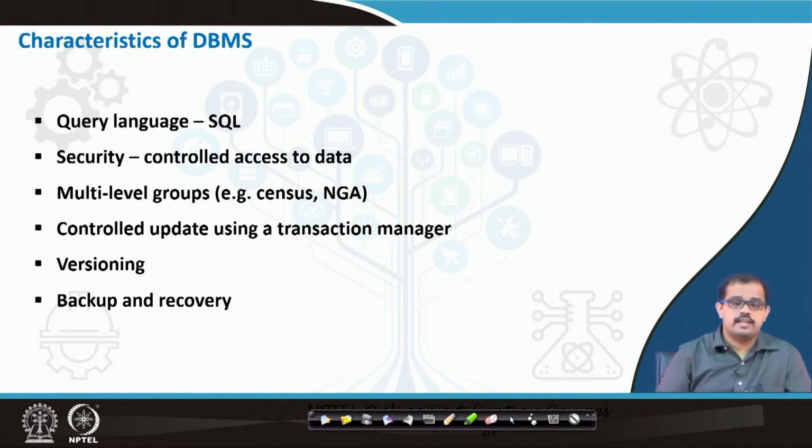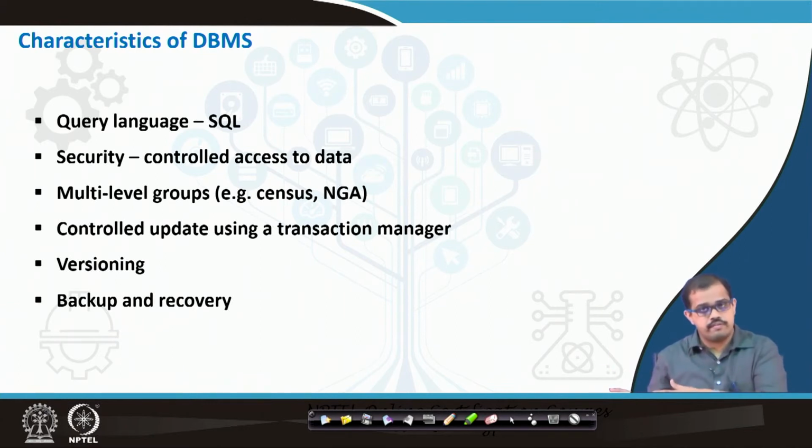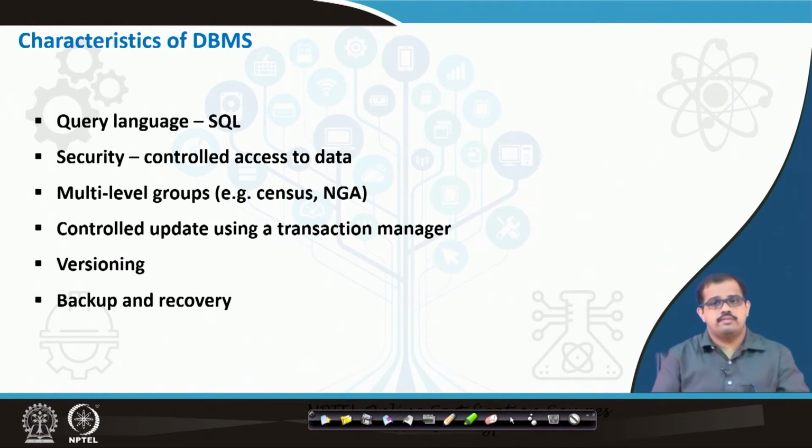Multi-level groups, for example, census, NGA. All of these groups can be easily accessed. So you have different groups for different access, and different ways of accessing each of these. You have different user groups which have different powers of accessing this data. So that's how a database management system is done.